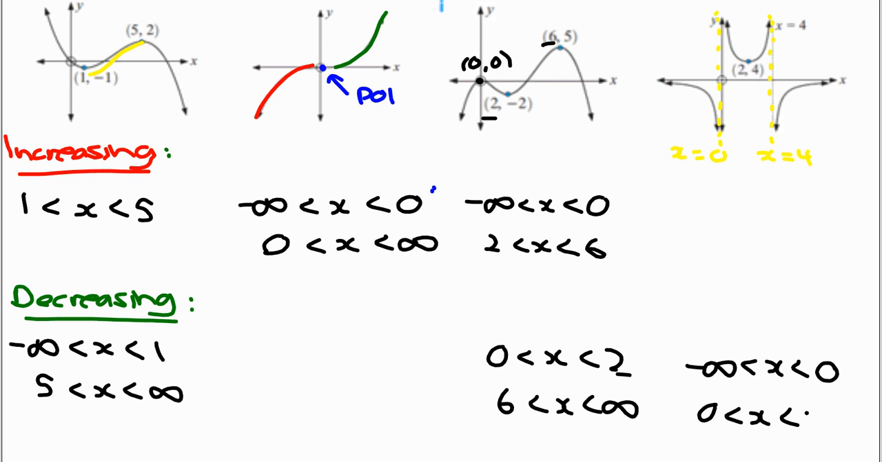So now we're just going to talk about the increasing bits. Katie, what would be the interval for it's increasing from here to here? 2 to 4, yeah. 2 to 4 doesn't include 4 because that's an asymptote. And the last one, Sarah, is within 4.